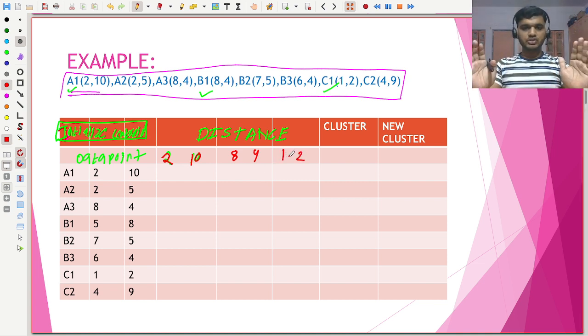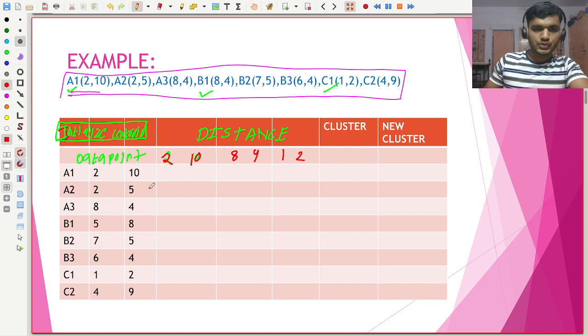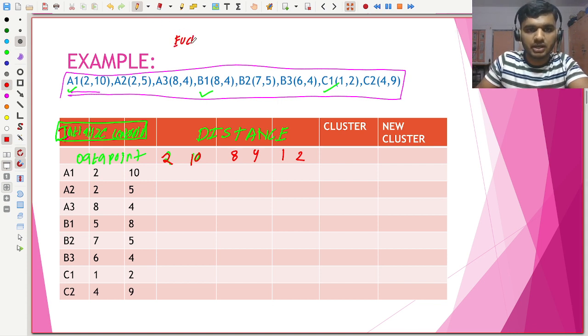You draw a table like this for the mathematical explanation of the K-means algorithm. Here you calculate the distance of every point from these centers. You know the Euclidean distance formula.